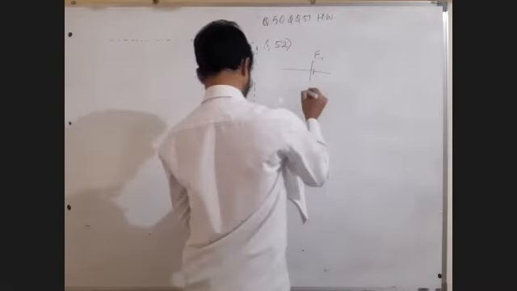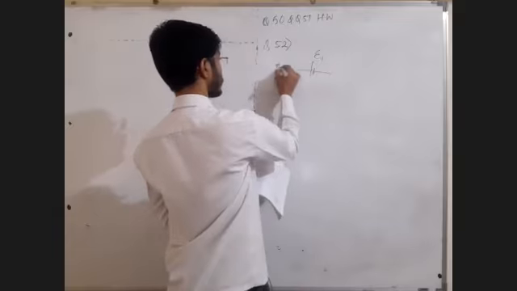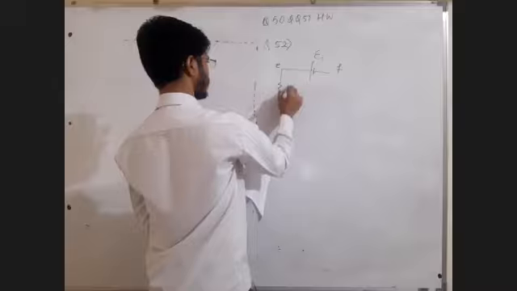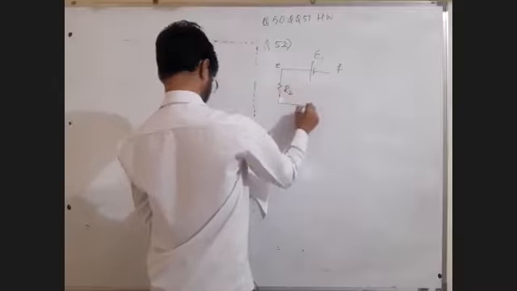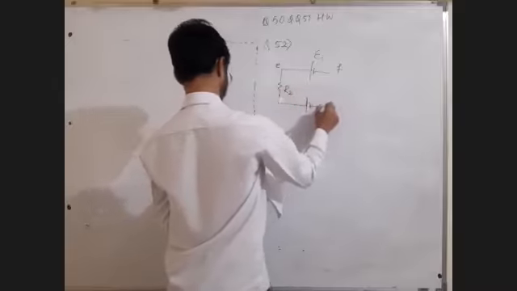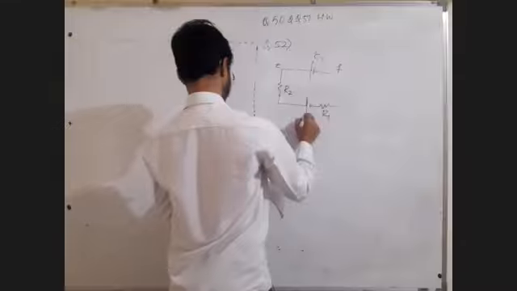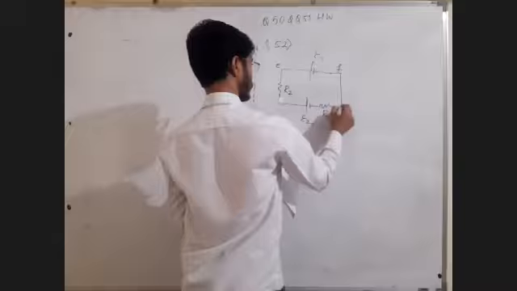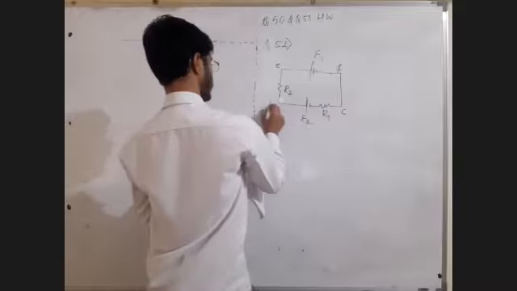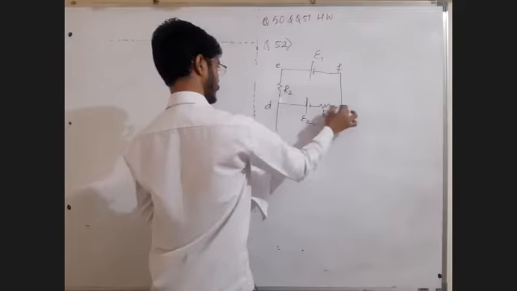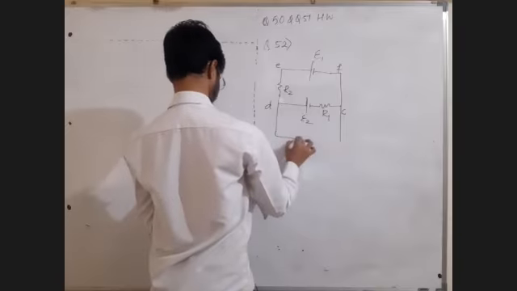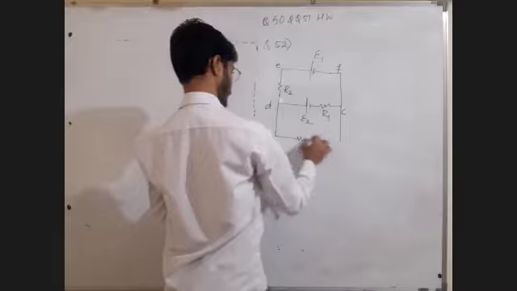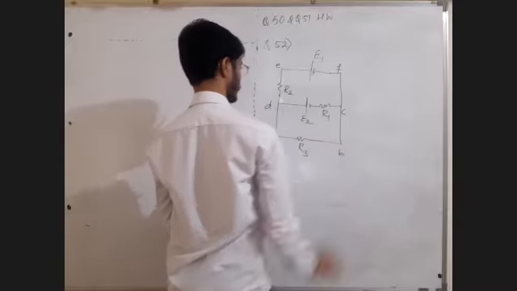This battery is epsilon 1 EMF. Here now they have used small e, small f. This resistance R2. This resistance R1. This battery epsilon 2. This point C. This point D. And this resistance R3. This point is A. This point is B.